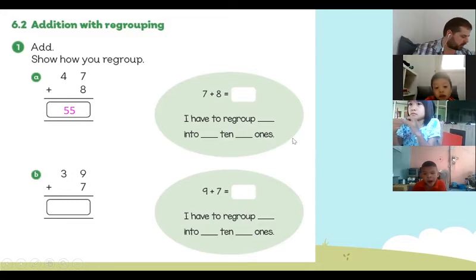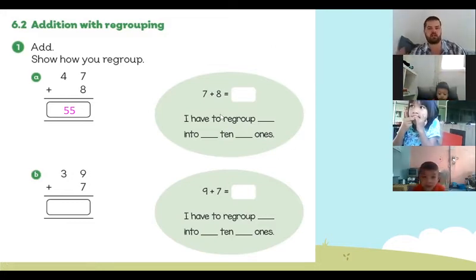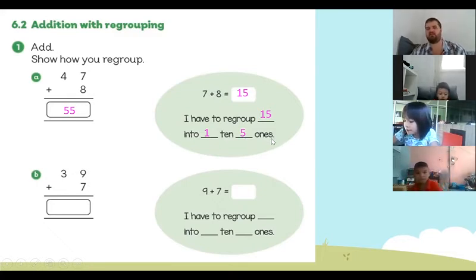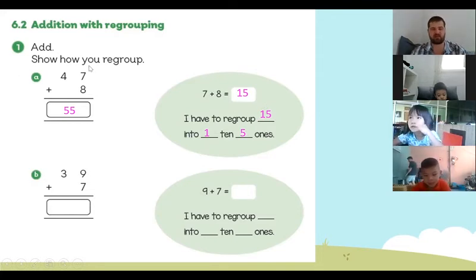So next, can you see our green oval? We need to fill out our green oval. So it says 7 + 8 = 15. Next it says, I have to regroup 15 into 1 ten and 5 ones. Good. So in 15, we have 1 ten and 5 ones. We add the 15. Our sum, we put the 5 at the bottom and the 1 on top of the 4. Add everything together and we get 55.